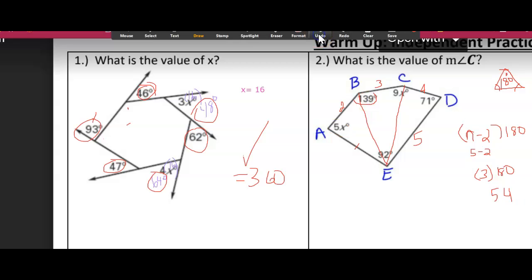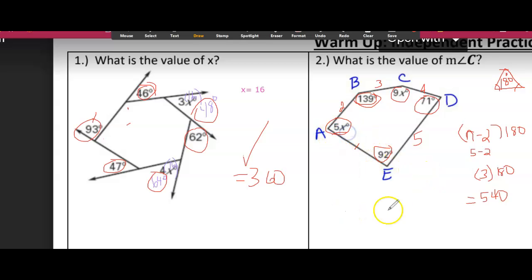So all these angles right here should add up to 540. So when I add up 92 plus 5x plus 139 plus 9x plus 71, that should equal 540 degrees. So let's go ahead and add them up.